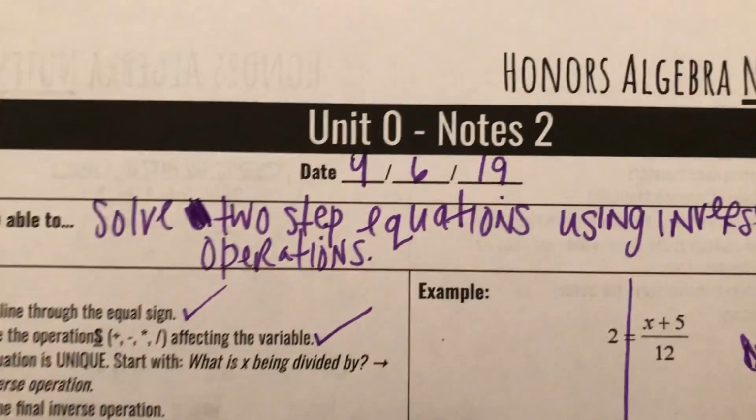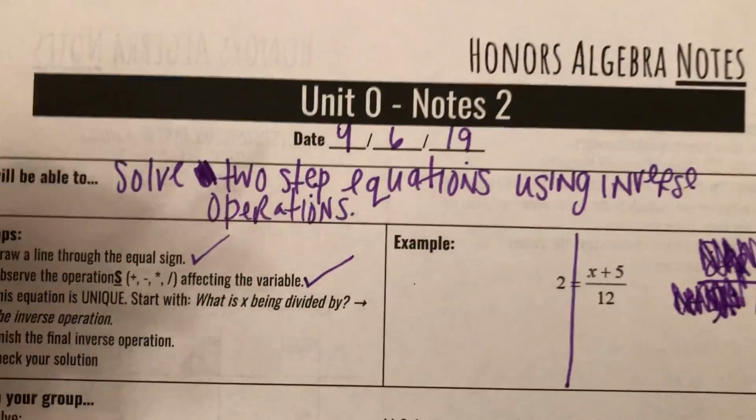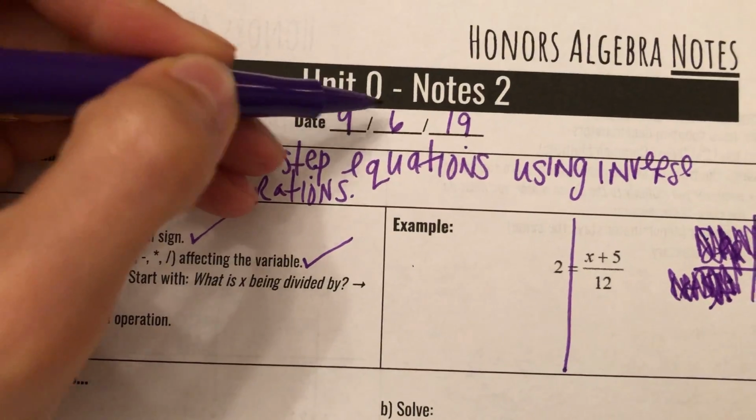For Honors Algebra on Unit 0, Notes 2. Let's go ahead and start by writing the date. Today's date is 9/6/19.